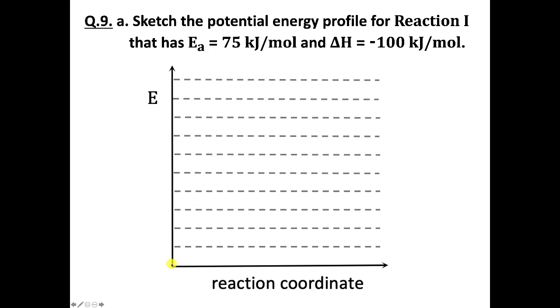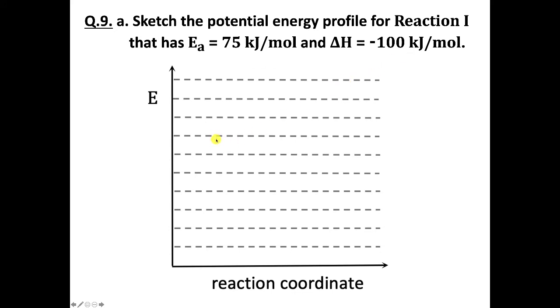Here is our x-axis, the reaction coordinate, as we move from reactants on the left to products on the right, and vertically energy is going up. So high potential energy is at the top, lower potential energy at the bottom. See if you can sketch what the potential energy profile for this reaction would look like, given the E sub A and delta H shown.